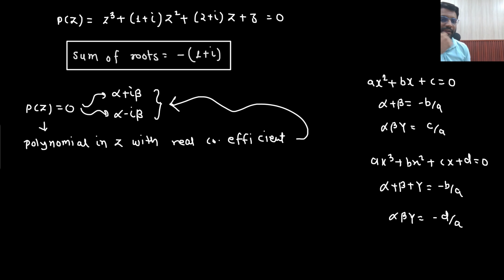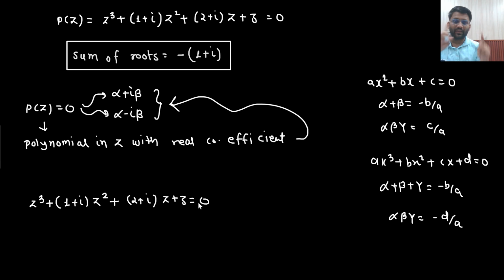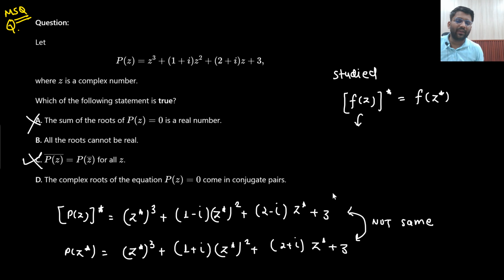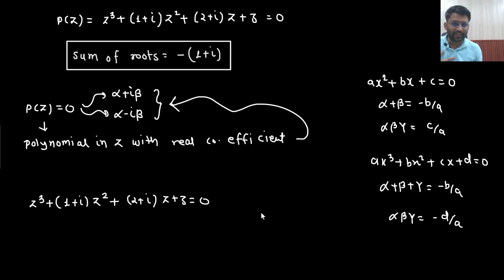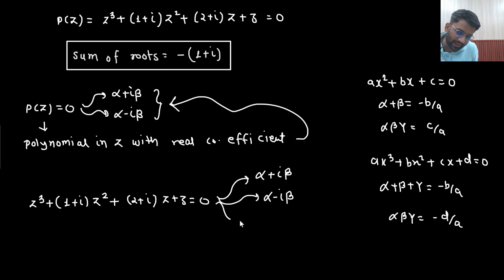Are you able to understand this point? And let's check this particular equation. The equation is z cube plus (1 plus iota) z square plus (2 plus iota) z plus 3 equals 0. Now think about it very carefully. Let's just say I am saying that roots are appearing in conjugate pairs. That means if one of the roots is alpha plus iota beta, then the other root will be alpha minus iota beta. Now let me know, can this be a complex root?